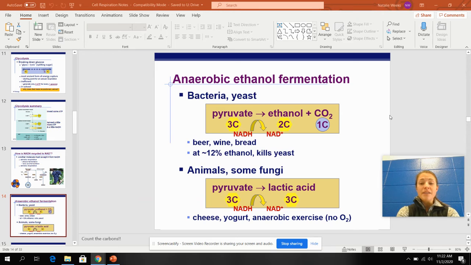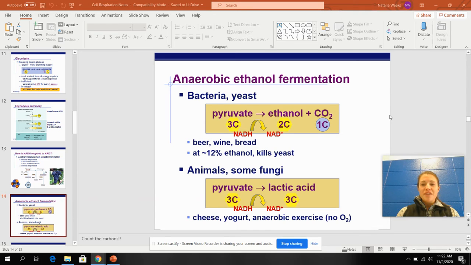a toxic byproduct. And you can feel that if you do a wall sit, you can feel that buildup of lactic acid because you don't have enough oxygen in your cells to actually catch up to your energy needs. Lots of different types of cheese and yogurt are also made with this.